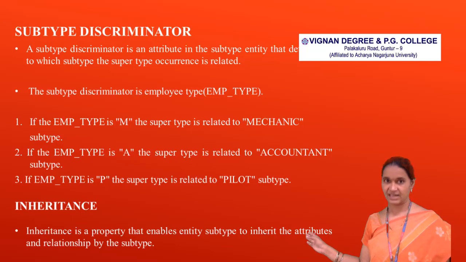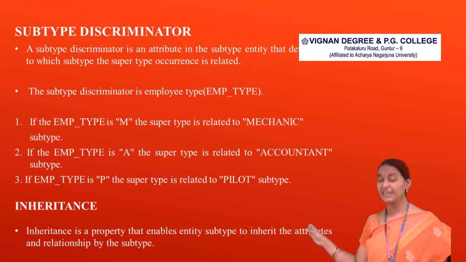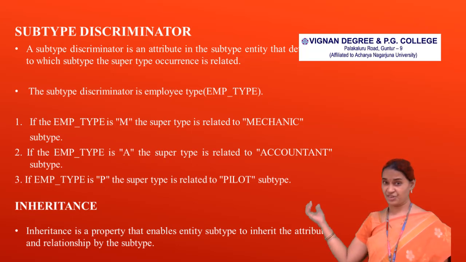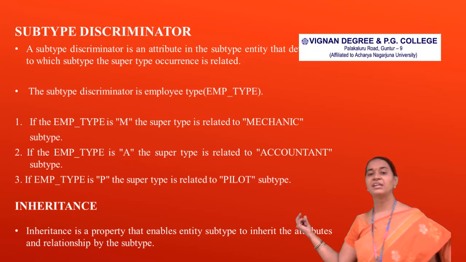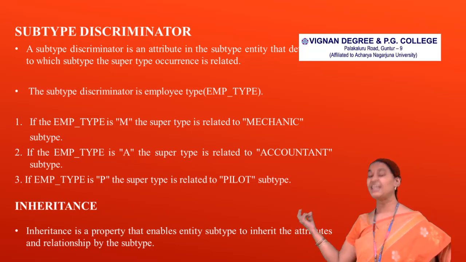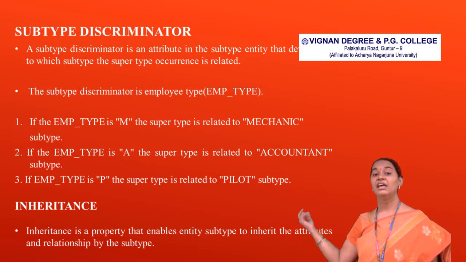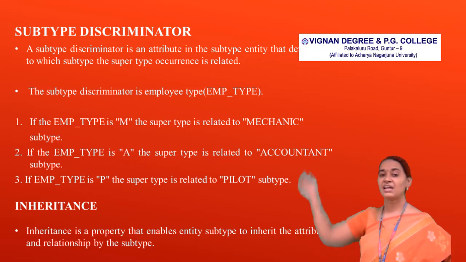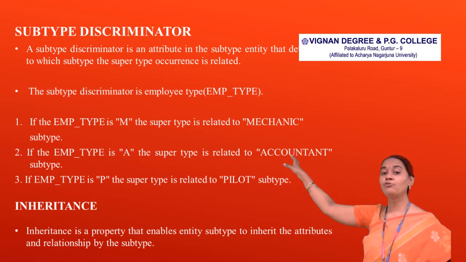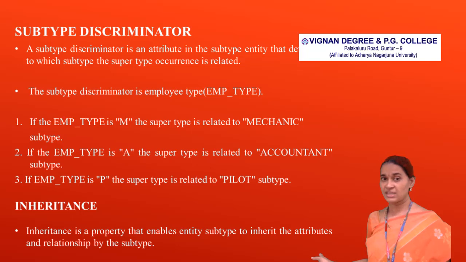In the form of a circle. Inside the circle, I have written the letter D, which is called a discriminator. That D discriminator tells us into which employee type I need to inherit the properties. In the place of D, if I substitute the letter M, it means that from the employee table, I have to inherit the mechanic properties and set them into the employee subtype mechanic.